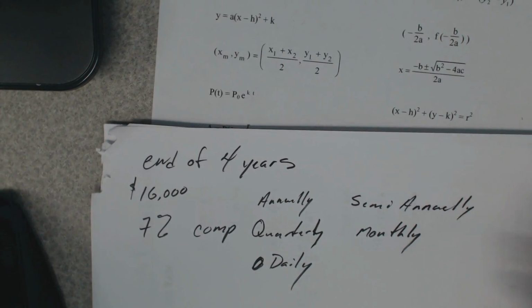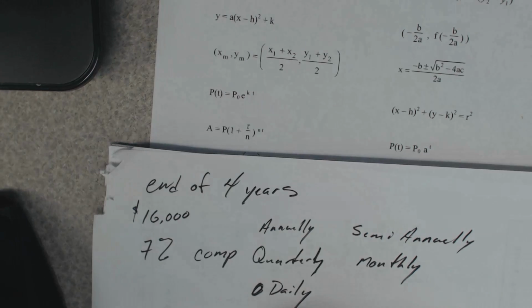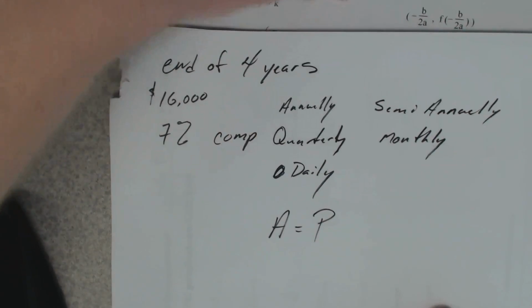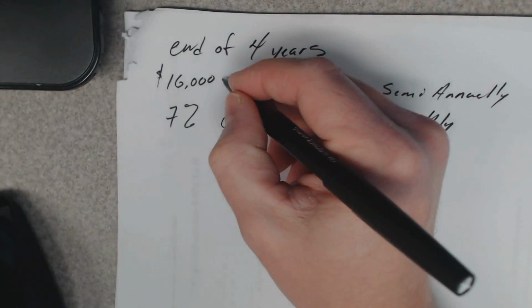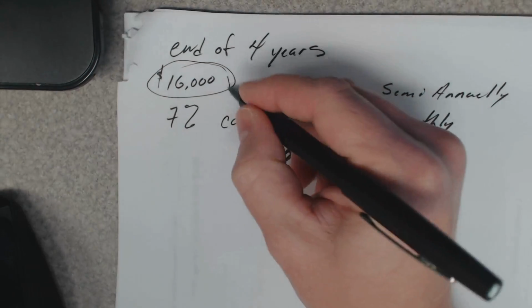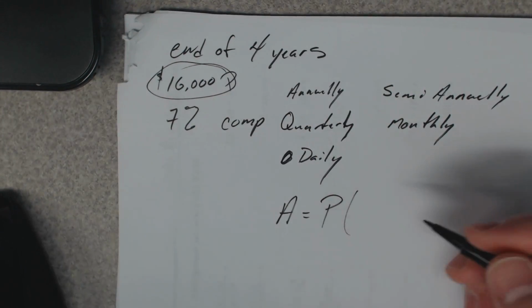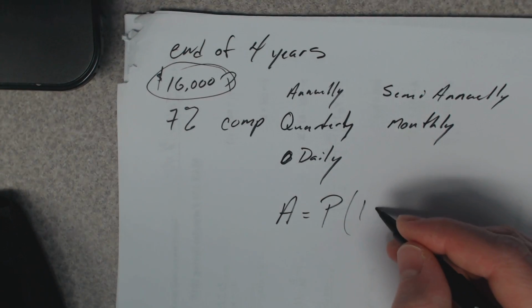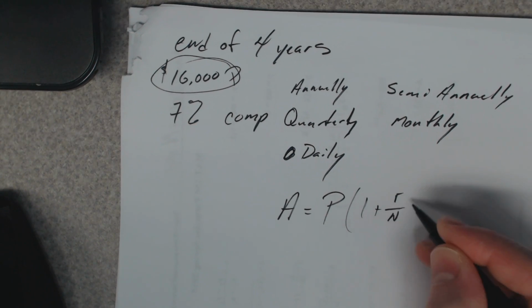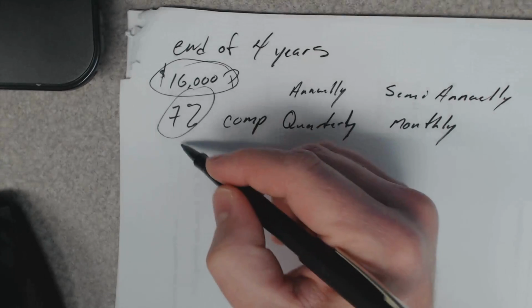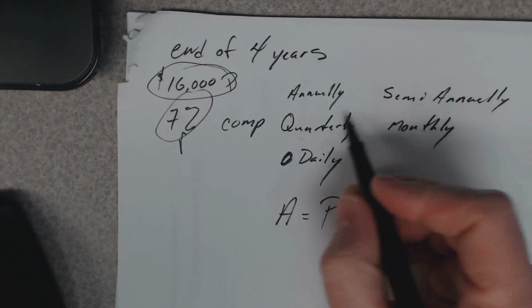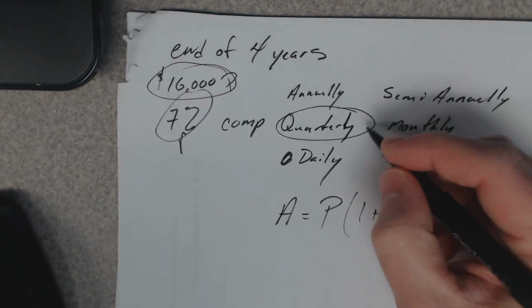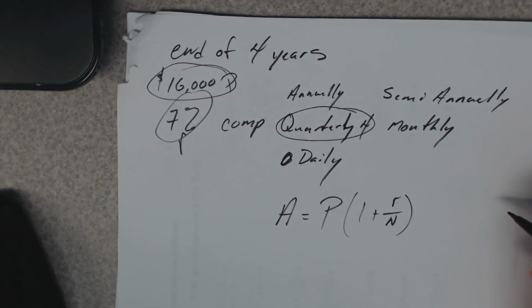So if you look at your formula, A equals P. P is the principal. So in this case, the $16,000 would be P. That's your principal. Parentheses, and then it's 1 plus r over n, and r is your rate. n is your compounding. In this case, it's quarterly, so your n value is 4. There's 4 quarters in a year.